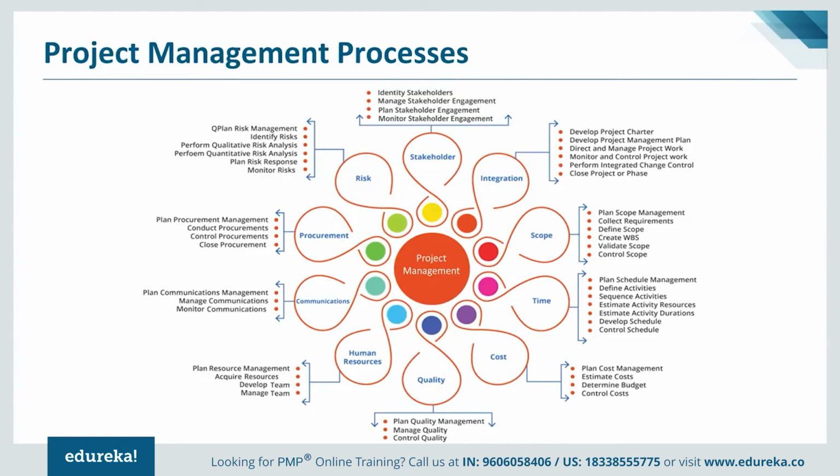And as you can see now here on the screen, we have these 10 knowledge areas, and for each of these knowledge areas, there are defined processes. So if you count them, there are 49 of them. Let's just quickly glance through this, starting with integration management. And this is one of the biggest ones. What do we do typically as a part of integration?